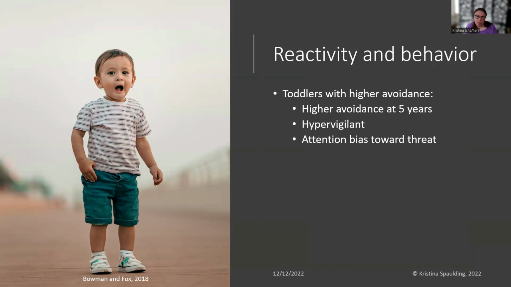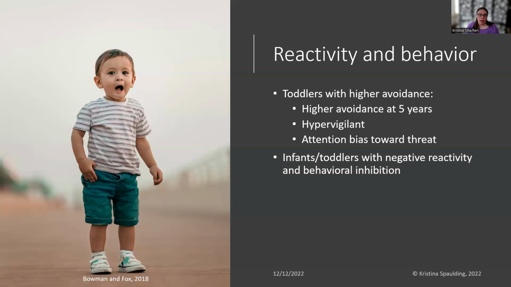They also displayed hypervigilance and this attentional bias toward threat, which means that there's this tendency to interpret stimuli as if they are threatening. We also know that infants and toddlers that have this negative reactivity and poor behavioral inhibition are also more likely to have issues as teenagers, so higher levels of social withdrawal and anxiety.